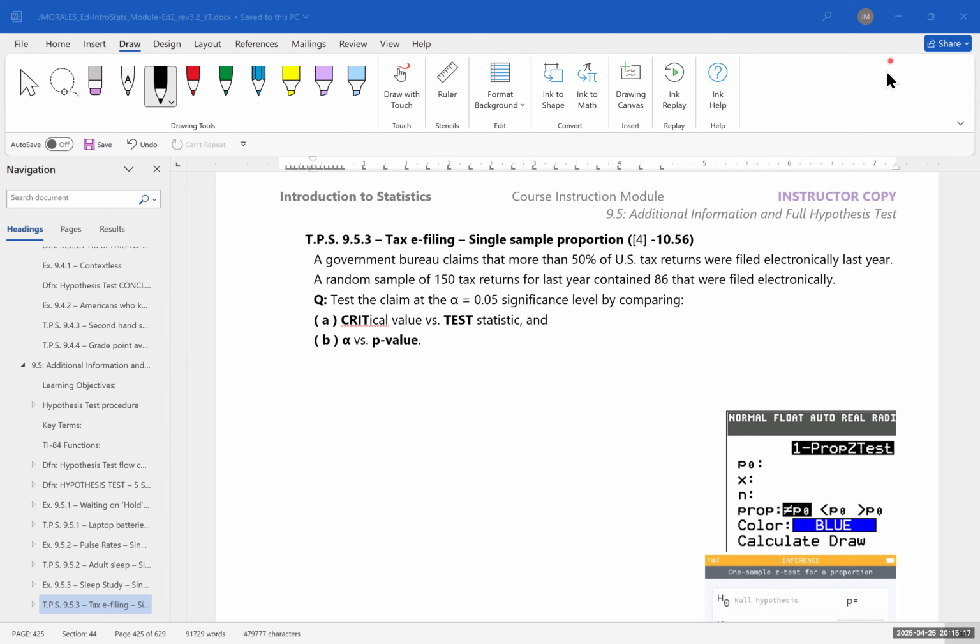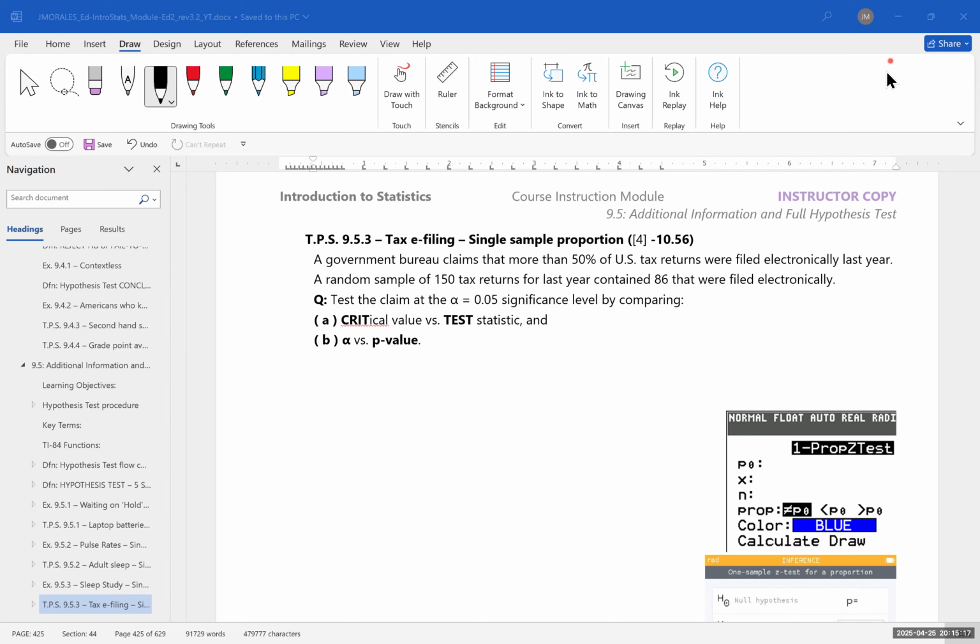Okay, step one. Let's look and see what was given. So Government Bureau claims that more than 50% of US tax returns were filed electronically. So what we're looking at here is a population proportion greater than 0.5.